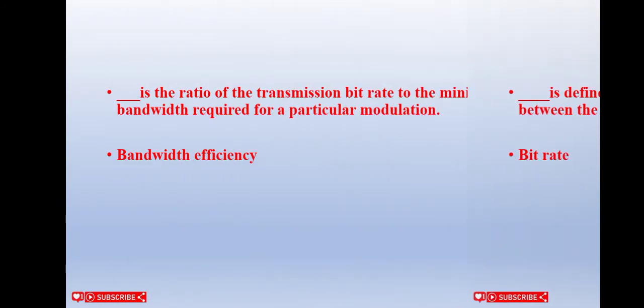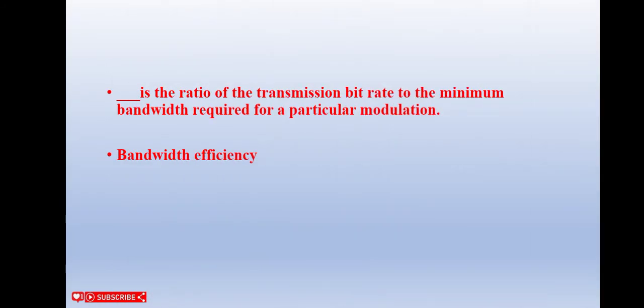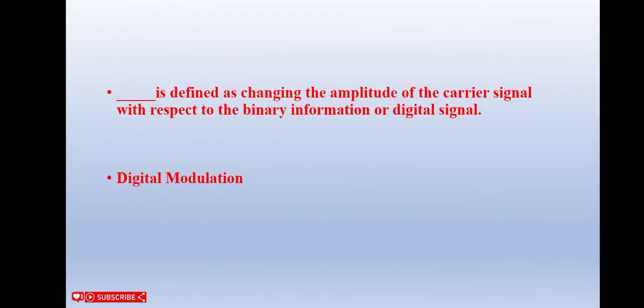Next question, dash is a ratio of transmission bit rate to the minimum bandwidth required for particular modulation. Bandwidth efficiency is the correct answer.